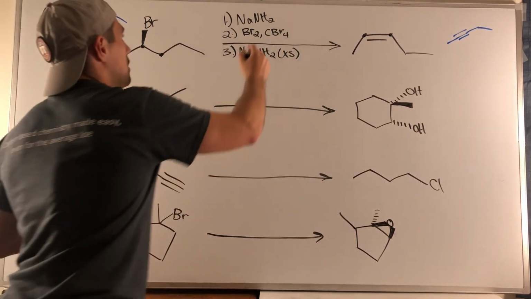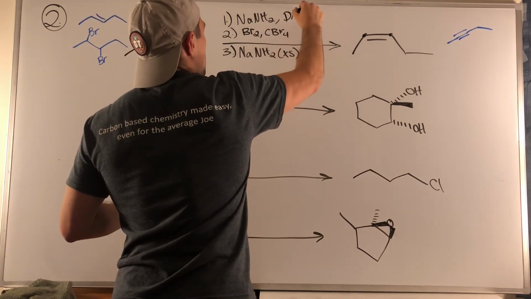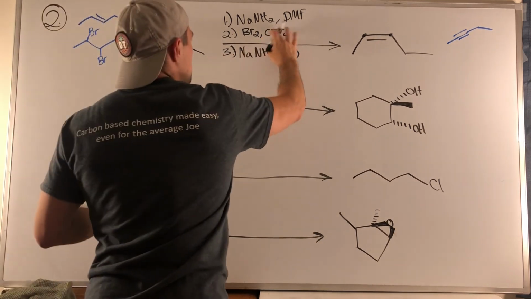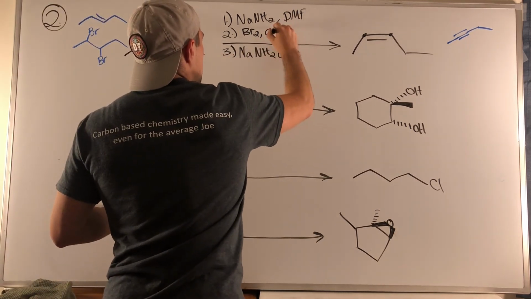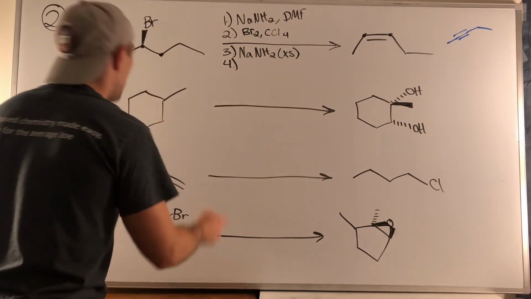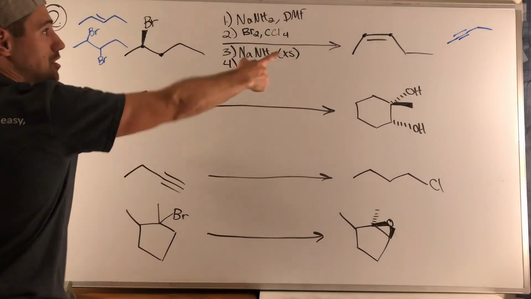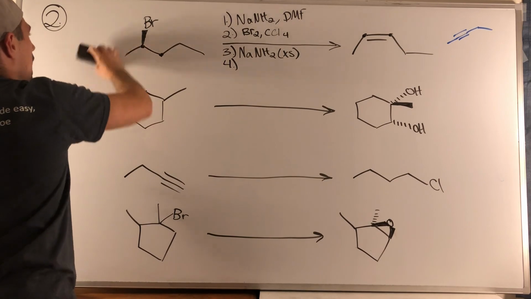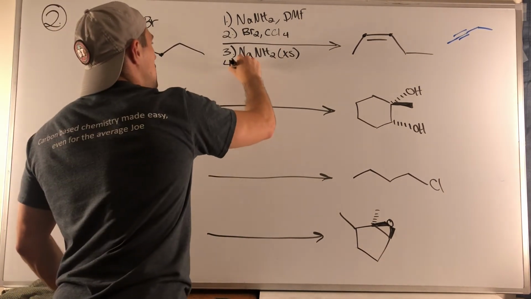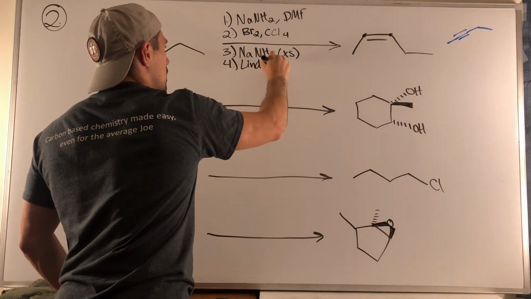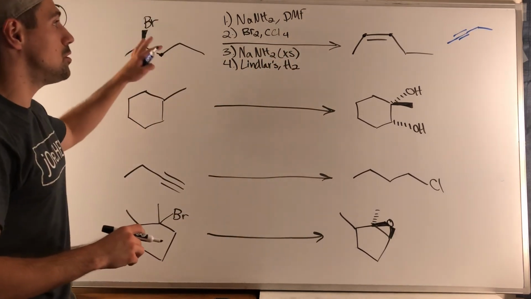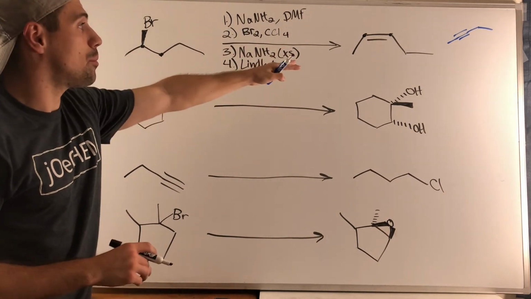Oh, and I did put DMF up here. Let me just make sure I'm reflecting everything I did on the exam. Oh, I did CCl4. This is CBr4. It doesn't matter really, CCl4, whatever. And last but not least, after step 3, that is what gets you to the 2-pentyne. And at that point, to take it on home, all you need is Lindlar's and hydrogen, H2 gas. So that gets you to that cis double bond.